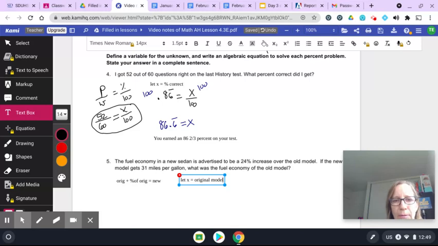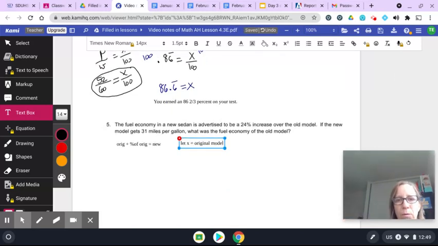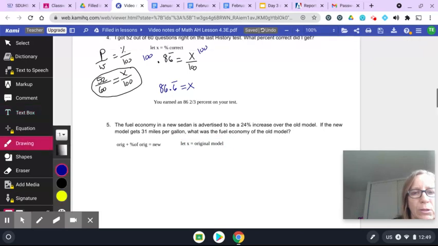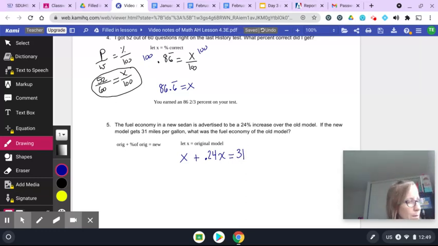Okay, I know that I have a 24% increase. So I have the original, which is x, plus 24% of, so 0.24, can't write percents in my equations, I gotta change it to decimal form, of x equals my new one, which is 31. Okay, then I need to combine like terms. So 1.24x equals 31. So some of you might come in over here with the start or the original. Some of you might jump right to here. Great. Either way is fine.